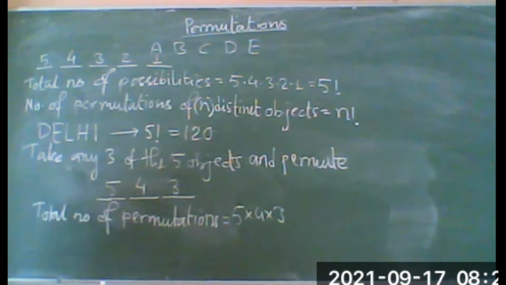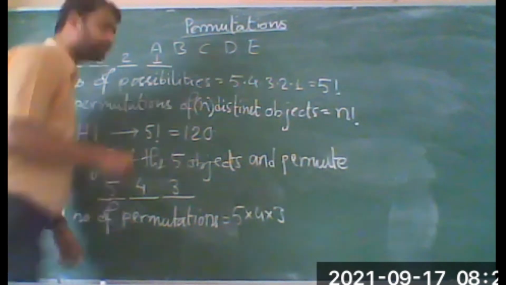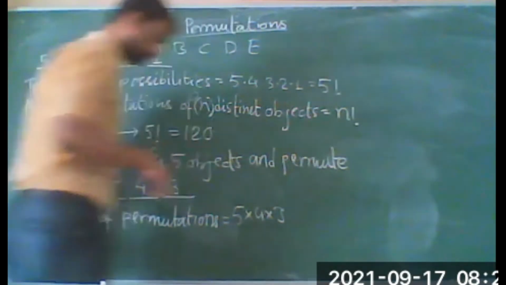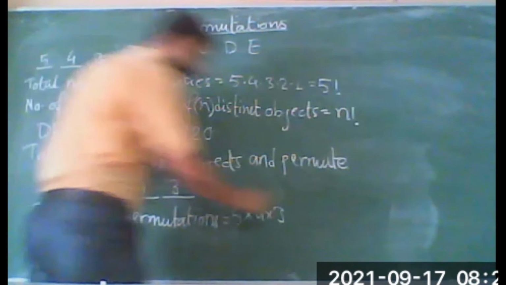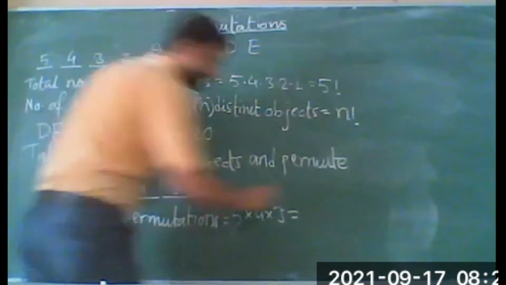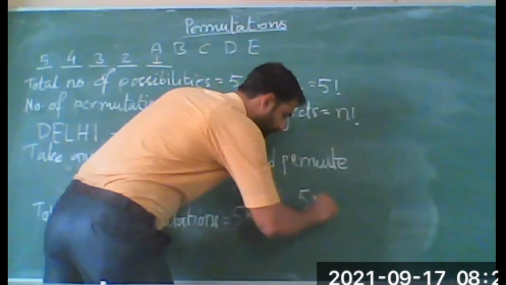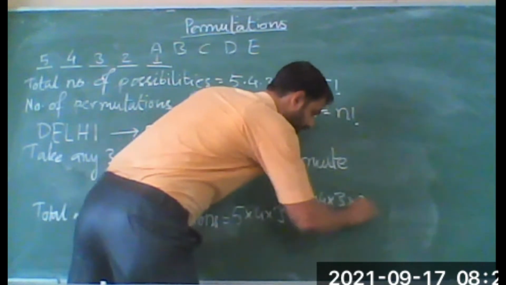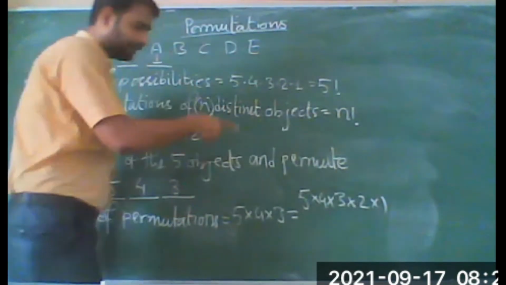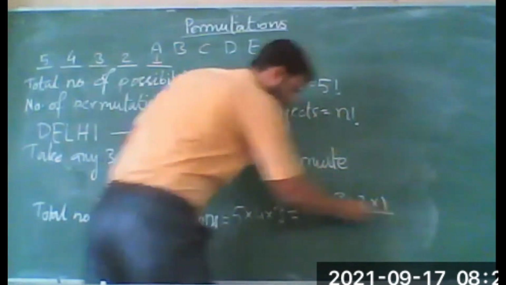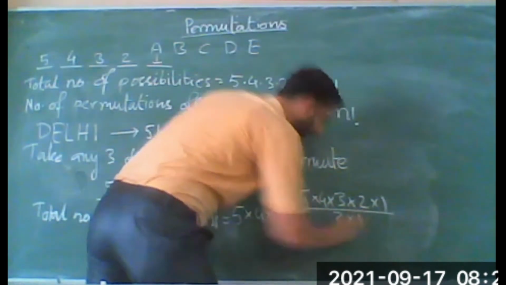But see, we need this thing in terms of n actually. So how can we express it in terms of n? Means this 5, only 5. So we can do it like this. We can write this 5 into 4 into 3 as this, and that we have taken extra, so we are writing it in the denominator. We are dividing by it.